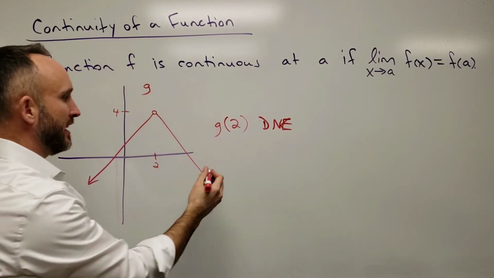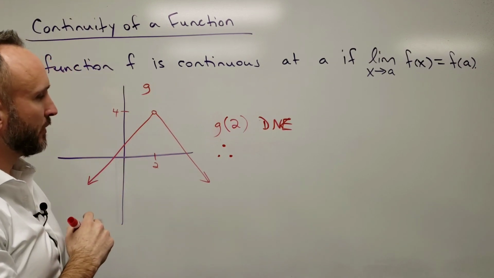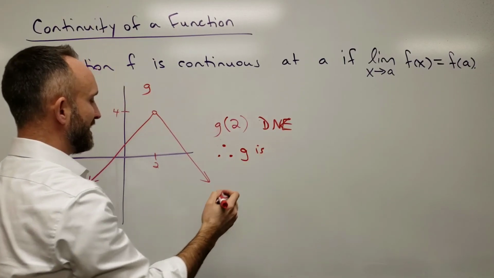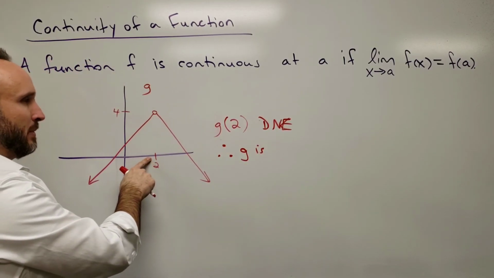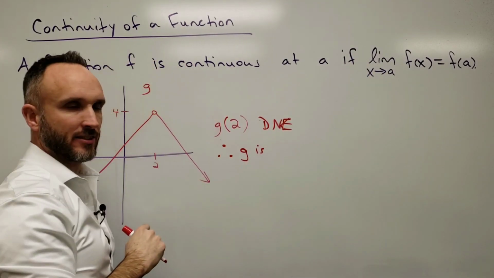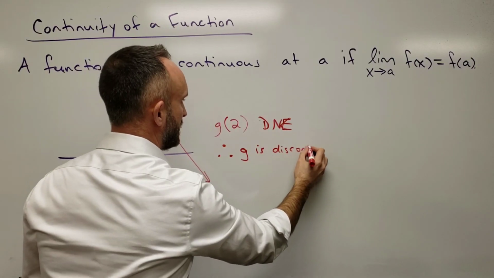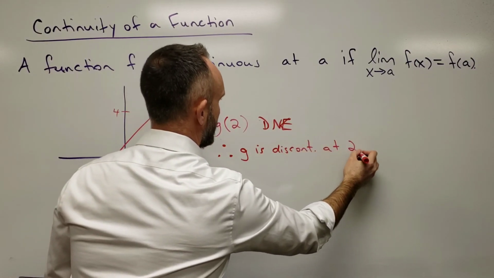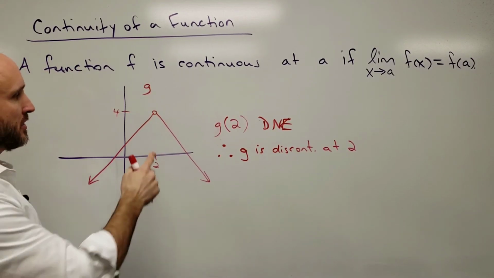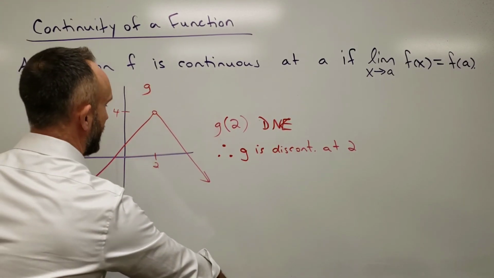So what we conclude then, we could say therefore, these 3 dots in the triangular configuration mean therefore, g is not continuous at 2, because there's no way that the output and the limit can be equal if the output doesn't exist. So therefore g is, what we say, discontinuous at 2. So that's one example where a function is not continuous. And you can see the graph has a gap in it, a break in it, at that value.